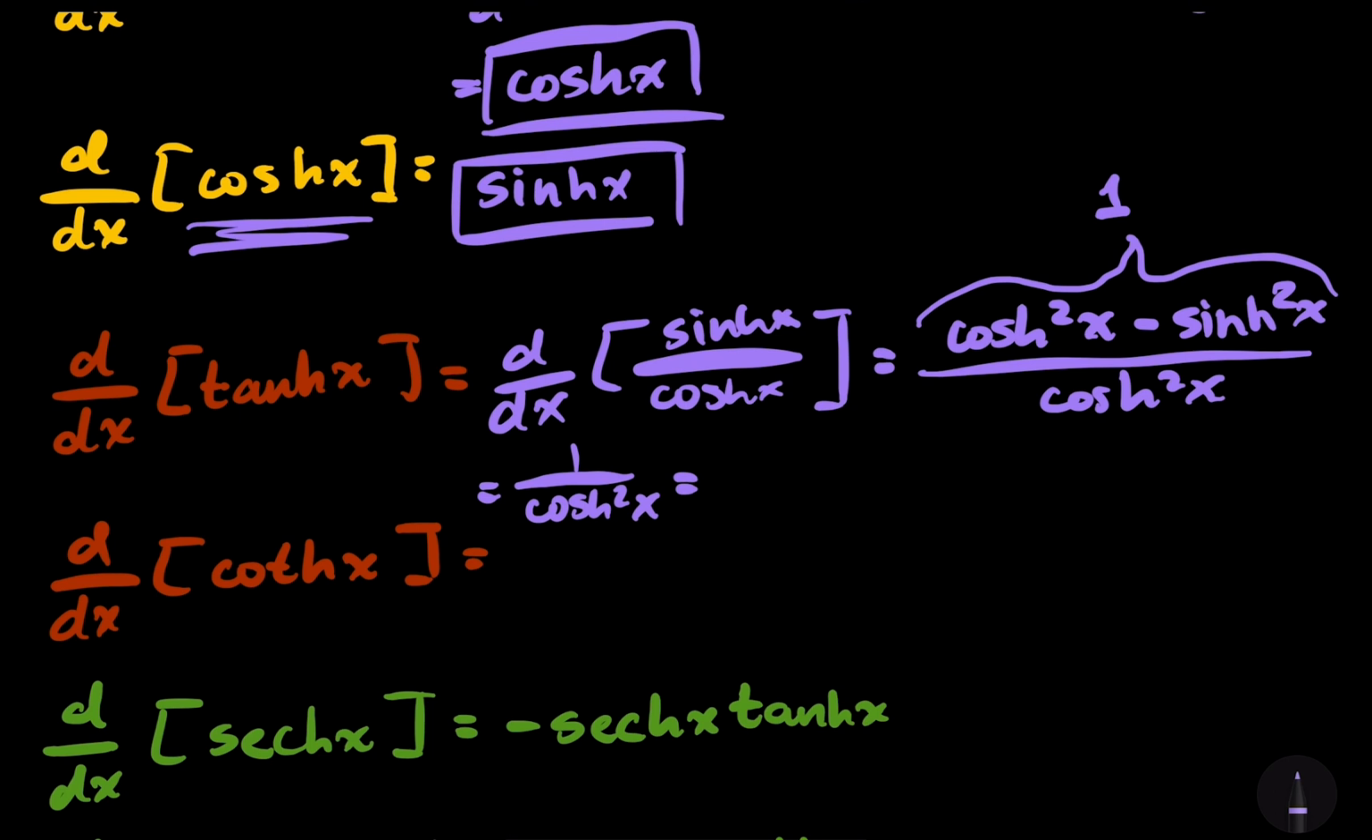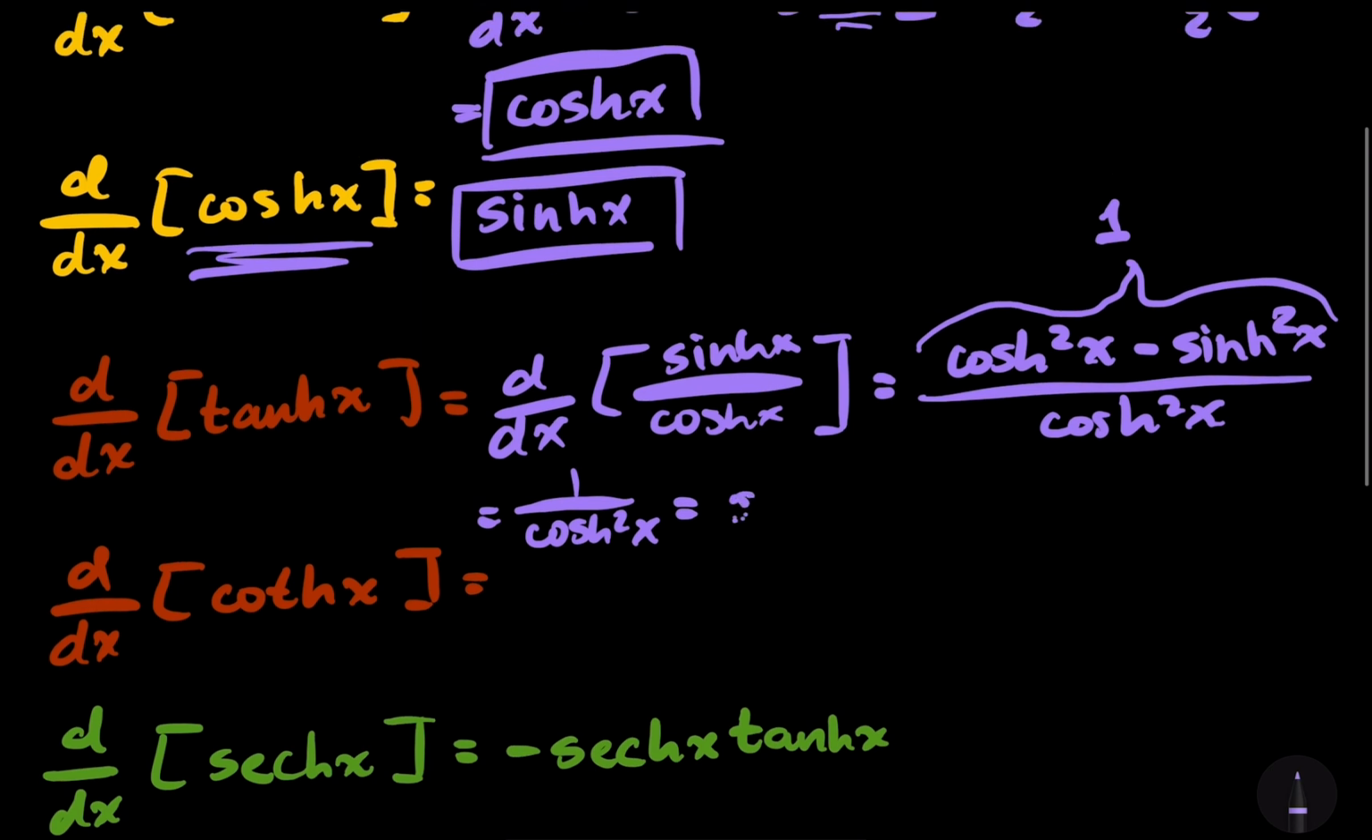And so the same thing holds true for hyperbolic cosine. So we're going to end up with secant hyperbolic squared of x. And so that would be our derivative right over there.